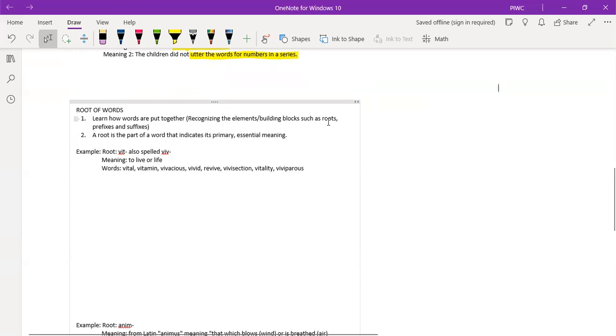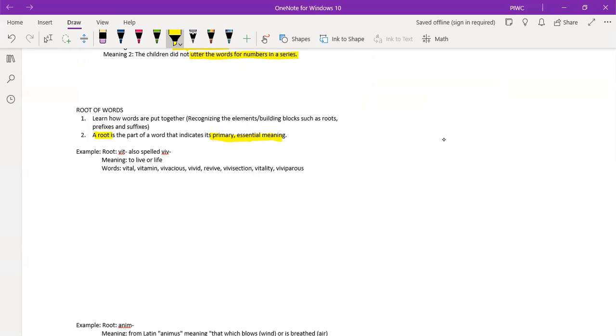We'll also look at that in detail. But for now, I want to look at the roots. So a root is part of a word that indicates its primary essential meaning, right? That's a root. It indicates its primary essential meaning. Now, what do we mean by this? Let's look at an example.